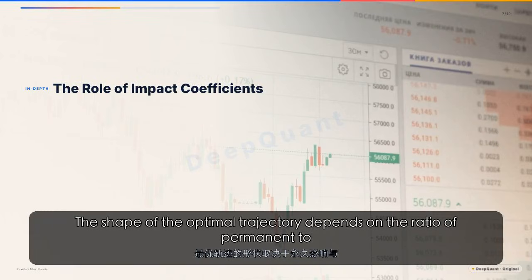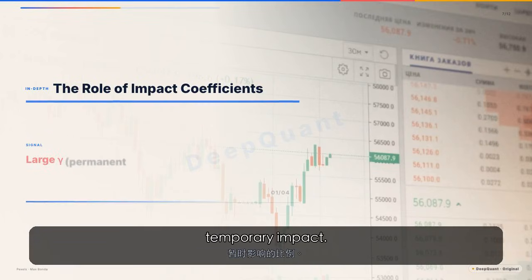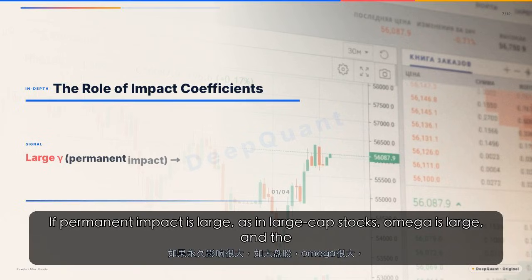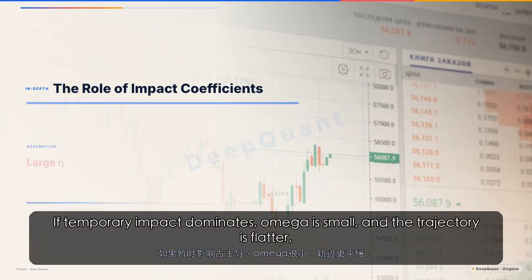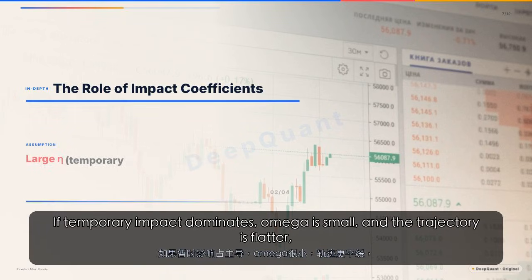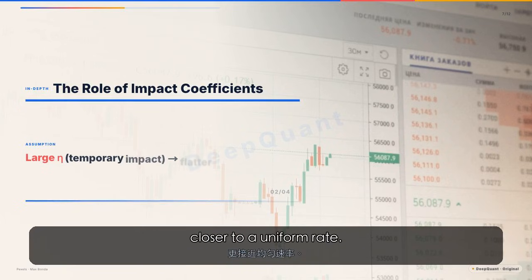The shape of the optimal trajectory depends on the ratio of permanent to temporary impact. If permanent impact is large, as in large cap stocks, omega is large, and the curve is steeper, you trade even more upfront. If temporary impact dominates, omega is small, and the trajectory is flatter, closer to a uniform rate.